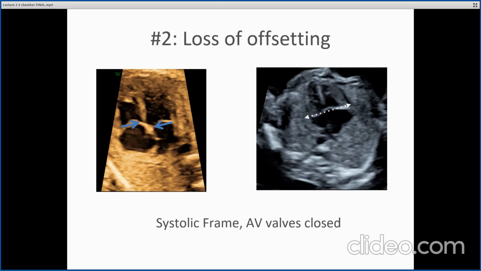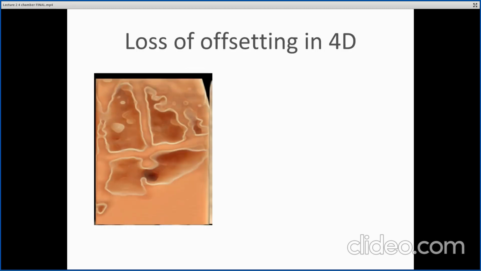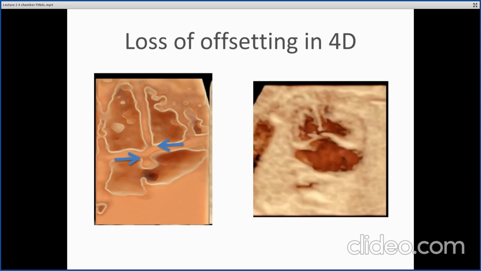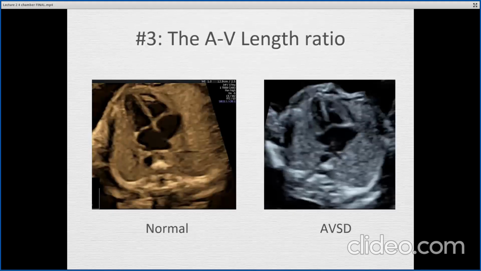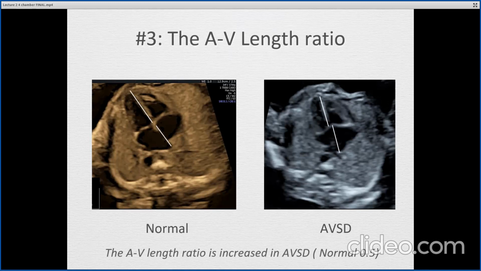And this should be evaluated in the systolic frame. The loss of offsetting here is demonstrated: the tricuspid valve is at the lower level and the mitral is at a higher level, while in AVSD we see the same level insertion. The third feature is the alteration in the atrioventricular length ratio. In the normal heart, the atria are slightly shorter and the ventricles are longer, so the AV length ratio will be less than 0.5. In the AV septal defects, the ventricles are shorter because the AV valve annulus is at the lower level and the atria get elongated. So there will be an increase in the atrioventricular length ratio in AV septal defect.